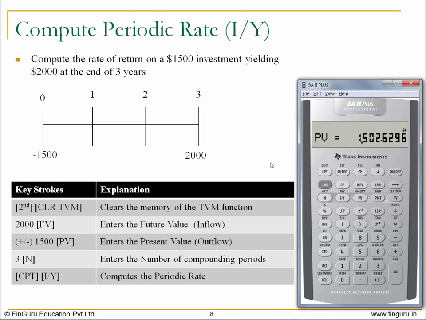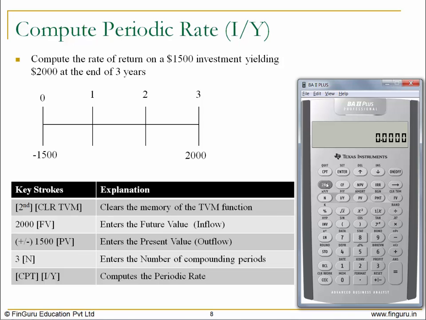What if we've been given the present and the future value and we need to calculate the periodic rate of return? In this case, I would need to punch in the present and the future values and the n and then compute the I by y. One thing we have to watch out for: one of the cash flows has to have a negative sign here. Only then would there be a periodic rate of return. So in this case, 1500 is the outflow and 2000 rupees is the inflow. So let's punch in those values.